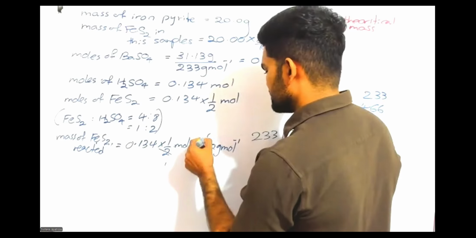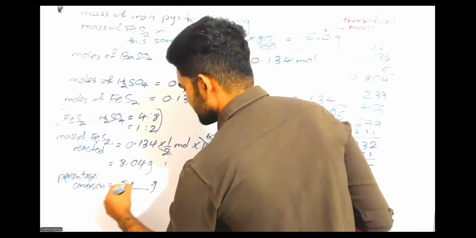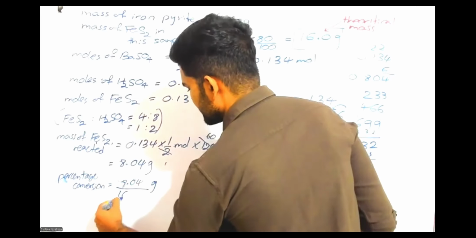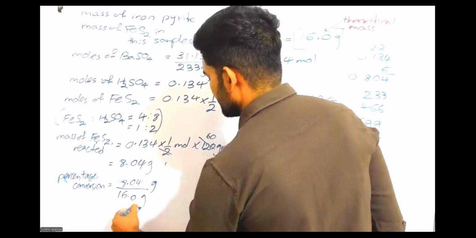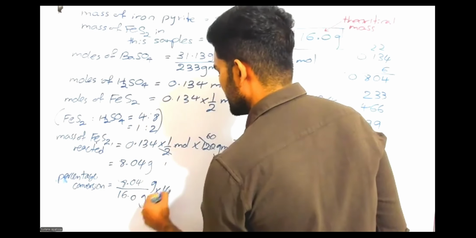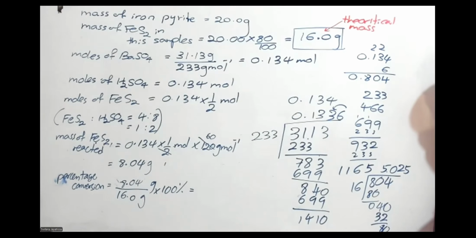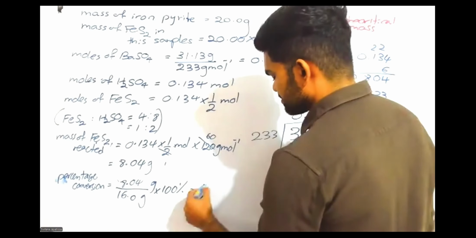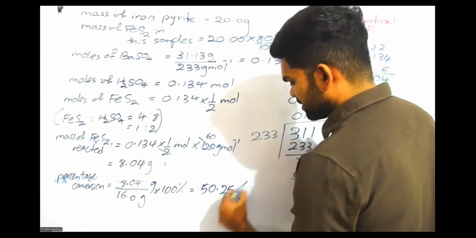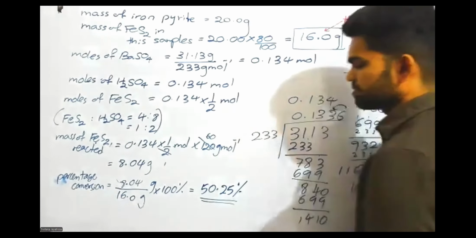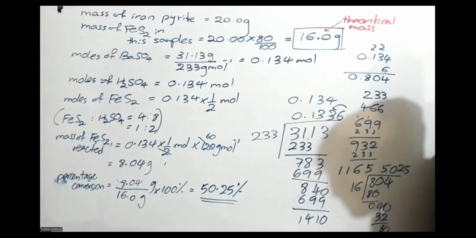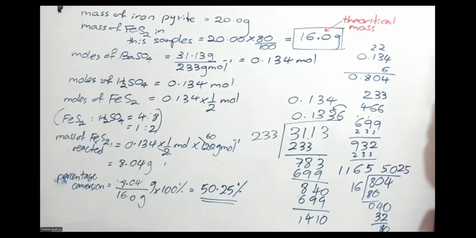Now here it's 60 grams divided by 16.0 gram into 100%. 50.25. So don't just say 50, okay? So there's a 0.4, you have to think about that too. You have to consider that value also. Okay, understood that one.